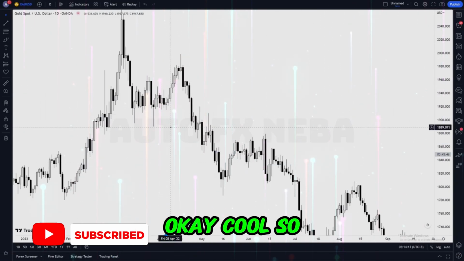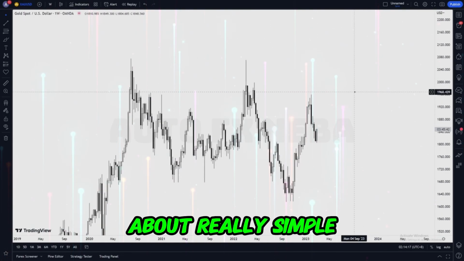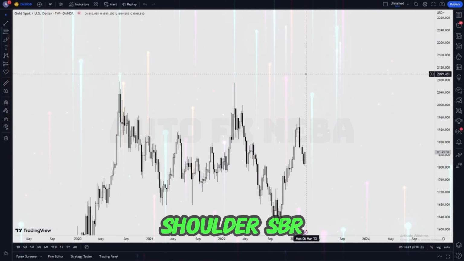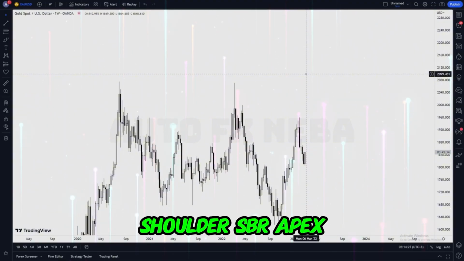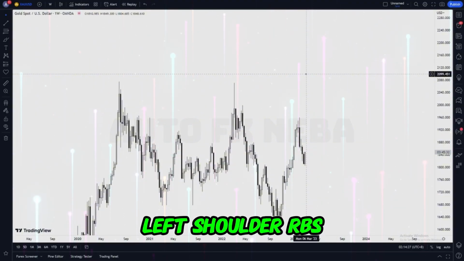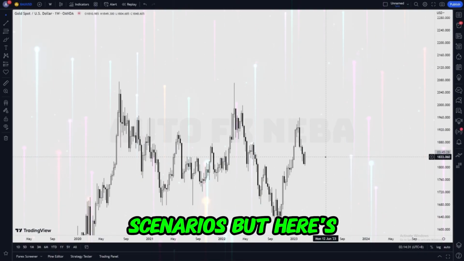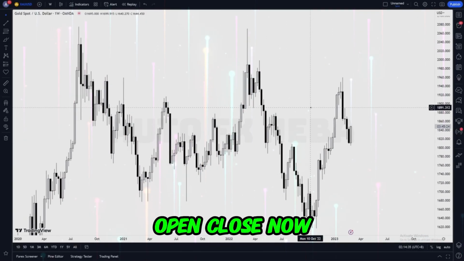Okay, cool. So now, what the hell is this whole open close thing about? Really simple. I showed you the different forms of SNR just now: left shoulder, SBR, apex, left shoulder, RBS, right? All of these different types in terms of bullish and bearish scenarios. But here's another one, which is open close. And what does that mean?